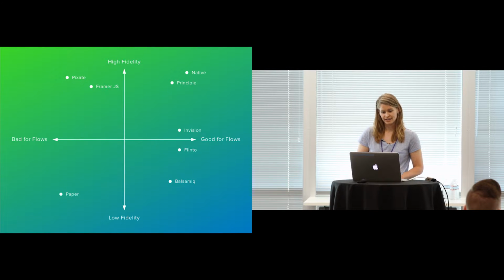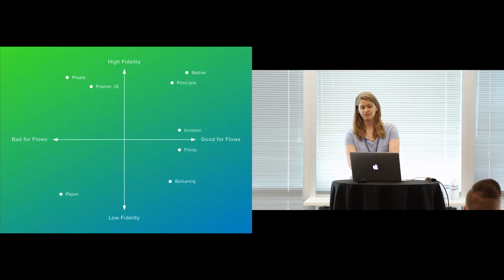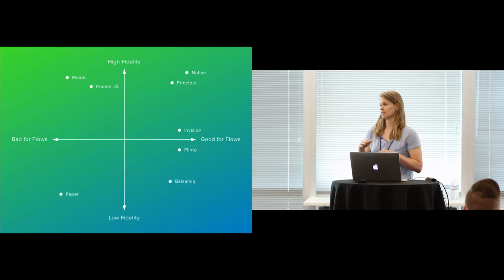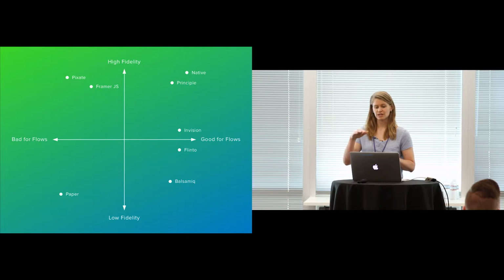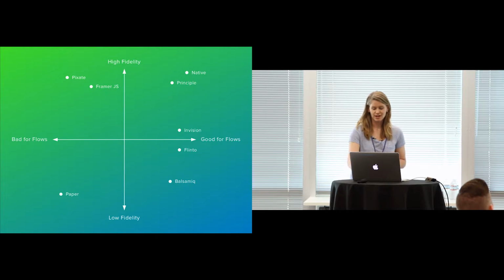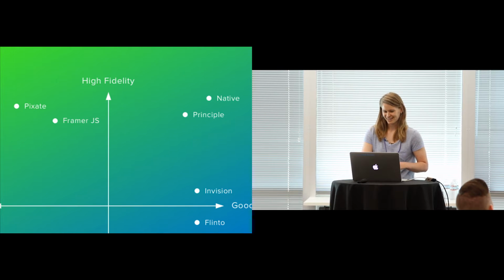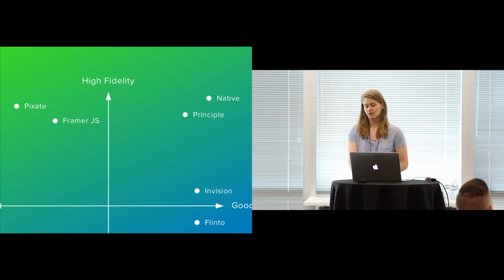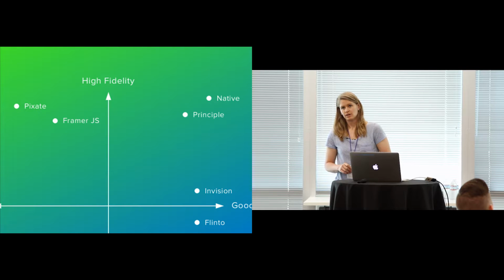So I kind of mapped all these out on a graph. So the x-axis right there you can see is good for flows on the right side, bad for flows on the left side. And then the y-axis is in terms of fidelity. So the top part is for high fidelity, and the bottom part is for low fidelity. So I think you guys know where I'm going with this. But Principal is really great because it has a low learning curve. So you don't have to put in a lot of effort or time to get something up and running really, really quick.